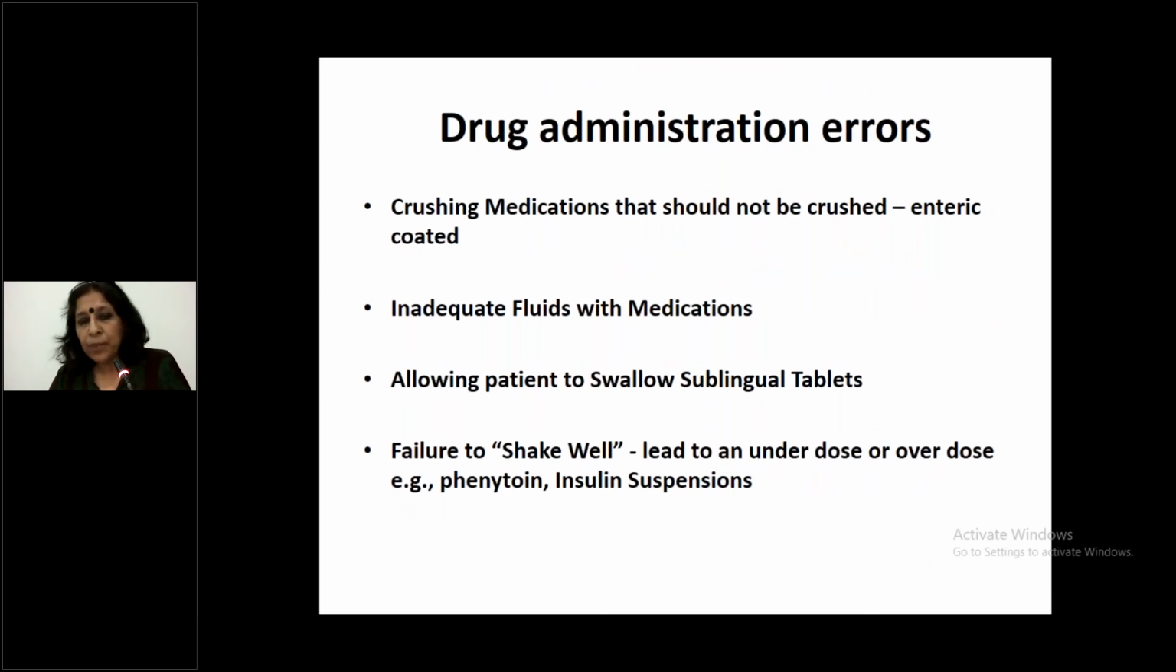Then there are simpler errors such as crushing medications which are enteric coated and should not be crushed. We always see our patients who say, "I broke it in half and ate it," but it was an enteric coated tablet and should not have been cut. It was a non-scored tablet. Inadequate fluids with medications, like I talked about with alendronate. Likewise, doxycycline induced pill esophagitis is real. Patients sometimes do not know, they are sleepy, they eat it at night, and they end up with a very bad esophagitis. Allowing patients to swallow sublingual tablets because they've not been explained, not mixing solutions properly.